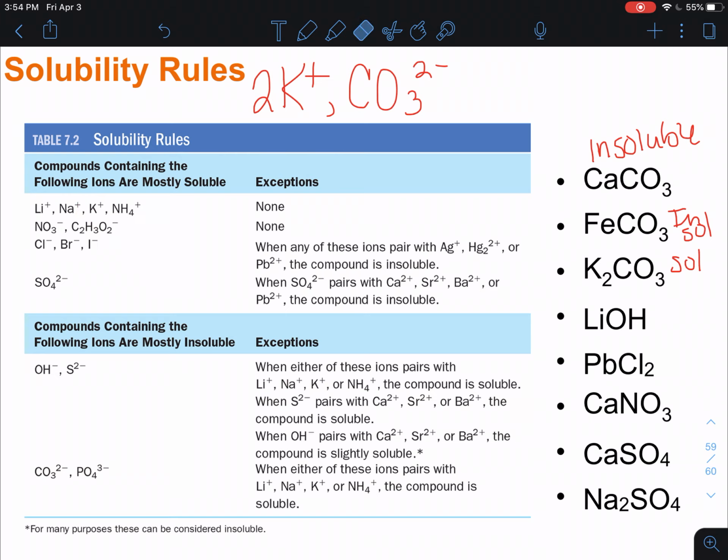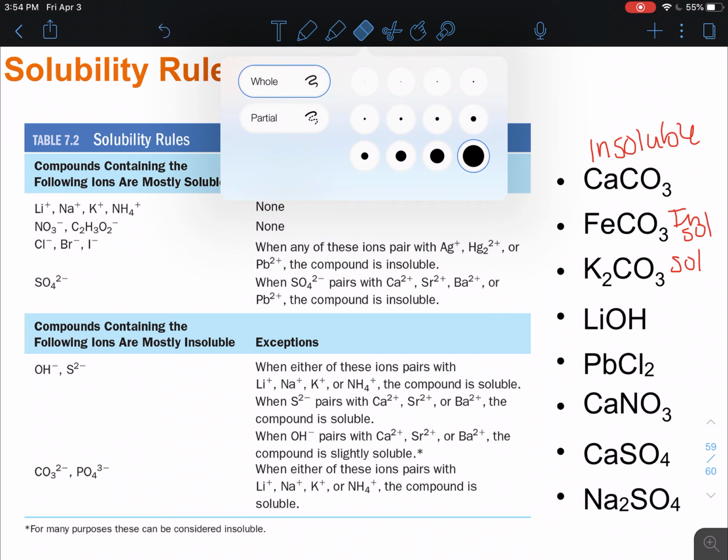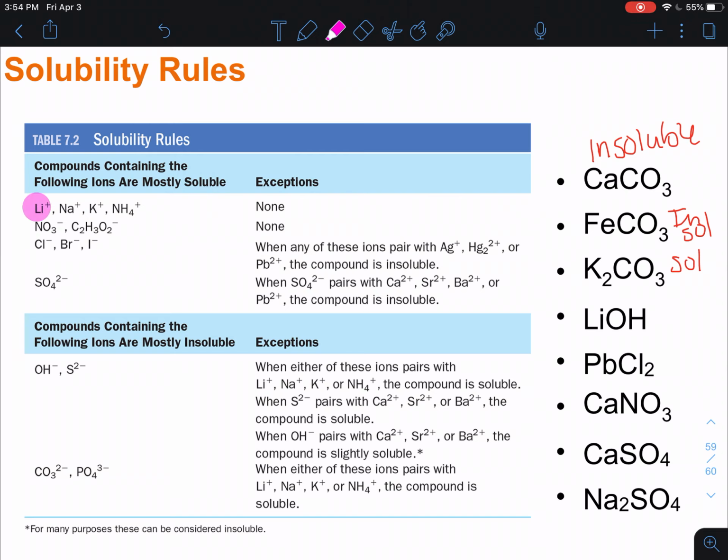All right, going forward, lithium hydroxide. Lithium hydroxide is our next one. So let's take a look. I see lithium right here, okay, and I see no exceptions to this rule. No exceptions. So because we have no exceptions, it doesn't even matter about the hydroxide down here. The exception to the hydroxide situation is when it's bound to lithium. So that's going to be soluble.